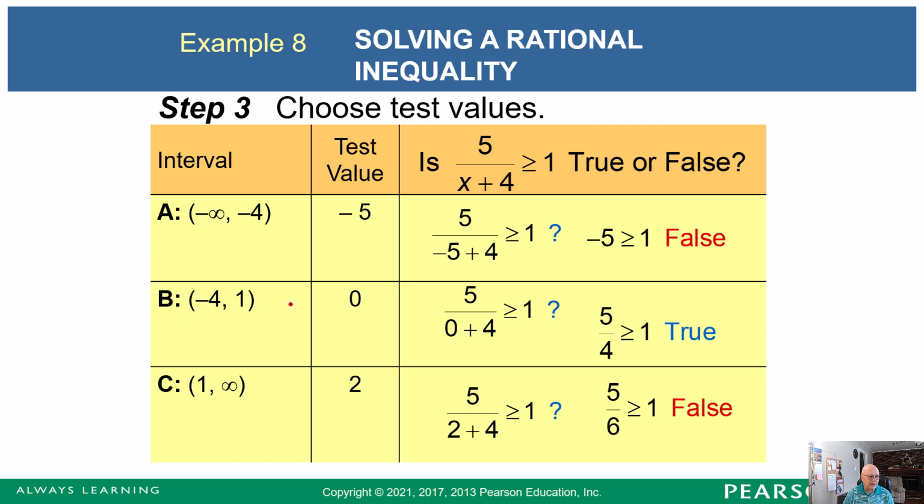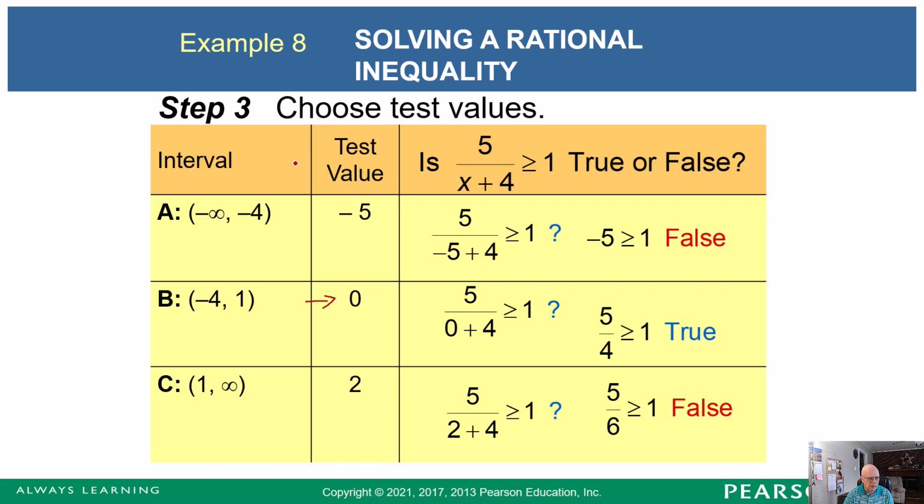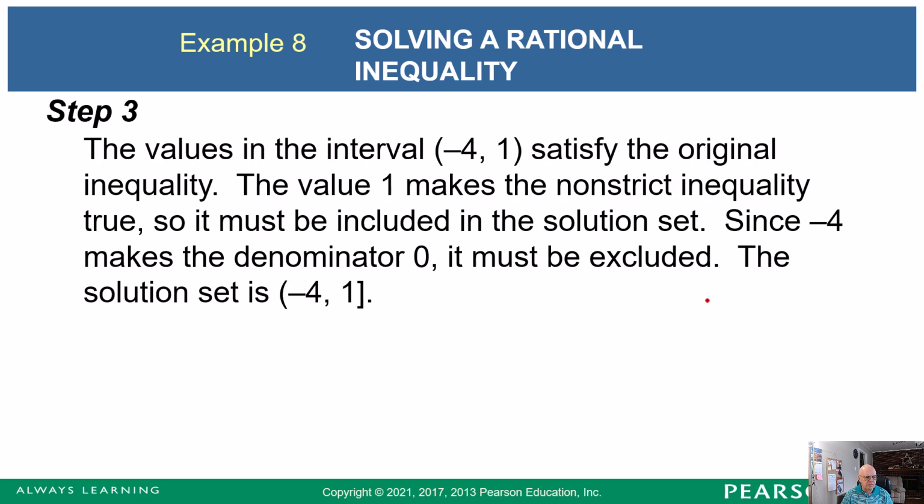I would be very tempted to use 0 because that would be easy to work with. And if you look back here at the original problem, 0 is not something we can't use. It's negative 4 that we can't use. So I would use the 0. It turns out that 0 will give us a true statement, and that's the right section of the graph.